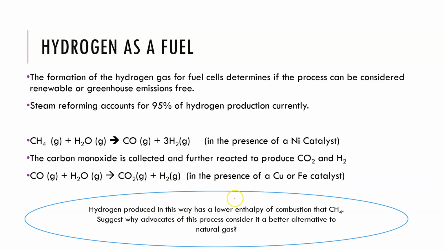We produce hydrogen this way as it has a lower enthalpy of combustion than CH4. So we need to use the catalyst in order to get it.